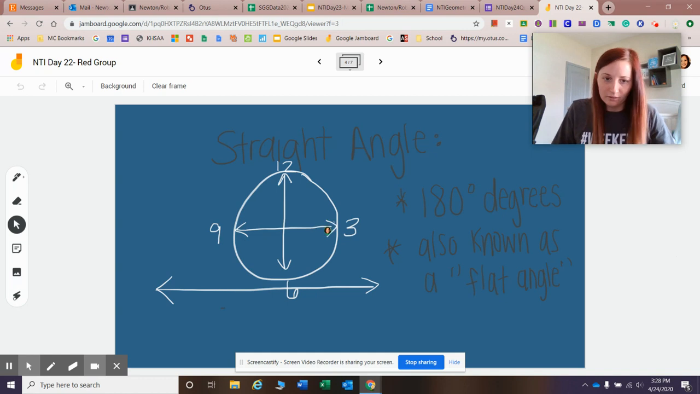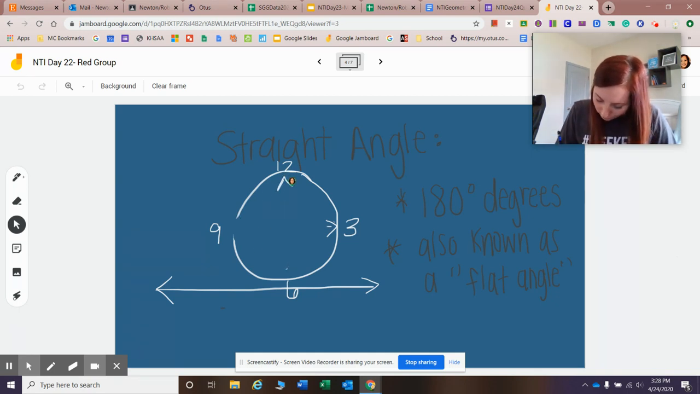Speaking of clocks and angles, we might as well look at a right angle. A time that would be a right angle is 3 o'clock, or, let me erase this and do this again, 9 o'clock. That would be a right angle as well. So if you want to point out different angles in your house, a clock is the best way to do it.